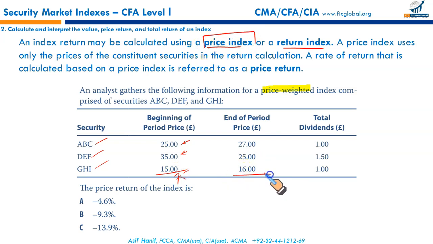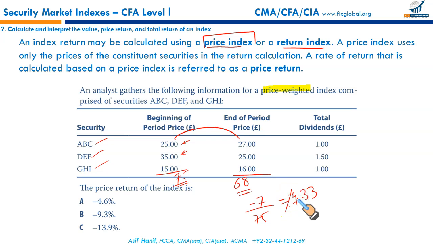At the end of the period, prices have changed. This stock has gone up by $2 or pound 2. It has fallen by pound 10, and it has gone up by pound 1. So the total sum of prices 27, 25, and 16 gives you 68. Now, what has happened over the period? The sum of prices at the start was 75. The end period prices are 68. The difference between these two is 7. 7 reduction based upon the original total prices will give you the overall return, which is negative. It's 9.333.